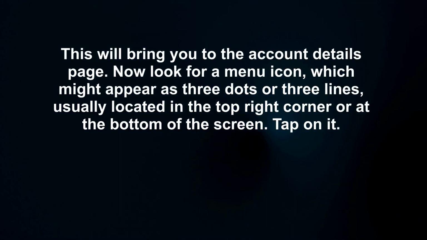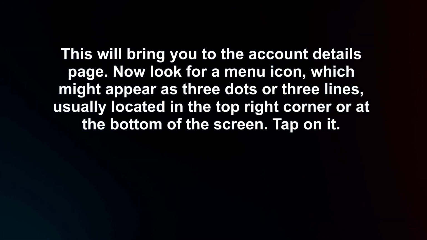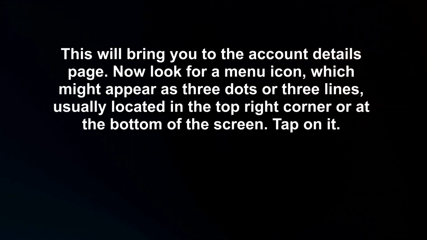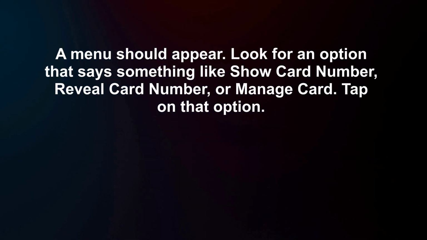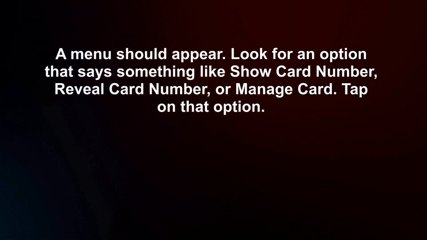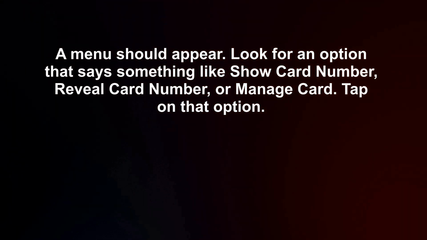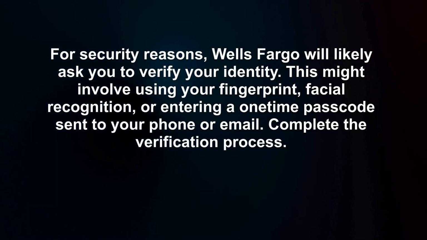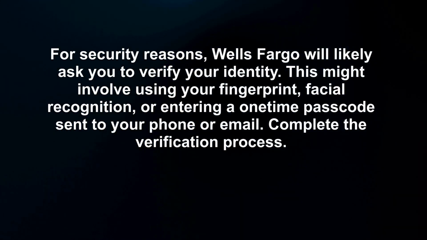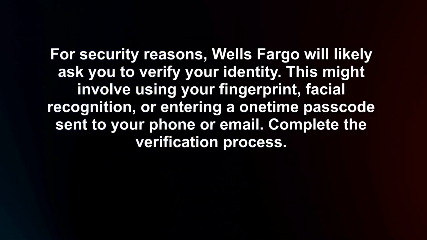Now look for a menu icon, which might appear as 3 dots or 3 lines, usually located in the top right corner or at the bottom of the screen. Tap on it. A menu should appear. Look for an option that says something like Show Card Number, Reveal Card Number, or Manage Card. Tap on that option. For security reasons, Wells Fargo will likely ask you to verify your identity.